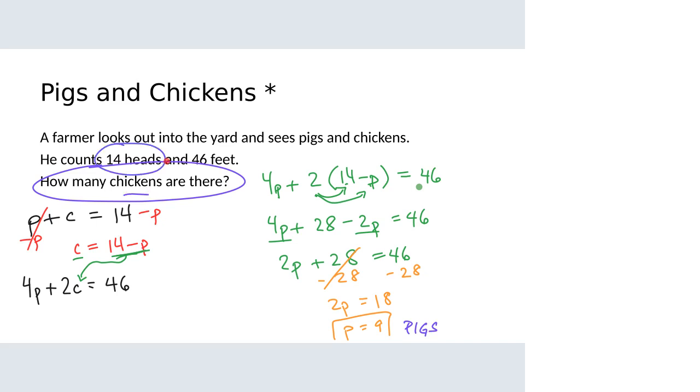If there's 14 animals altogether and there's 9 pigs, then there must be 5 chickens. Or you can use the equation that you found, that the number of chickens is 14 minus the number of pigs. And 14 minus 9, sure enough, would give us 5 for the number of chickens. Let me know if you have any questions on that. Basically, problem solving is going to be something we're going to do all semester long, and so I just want to get you back in the routine of problem solving.